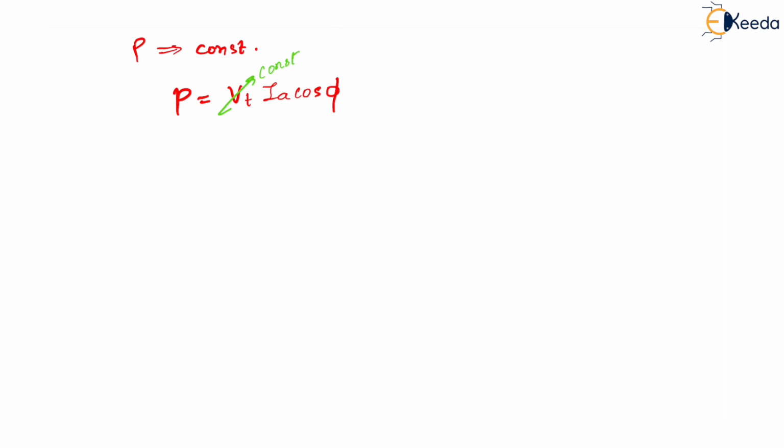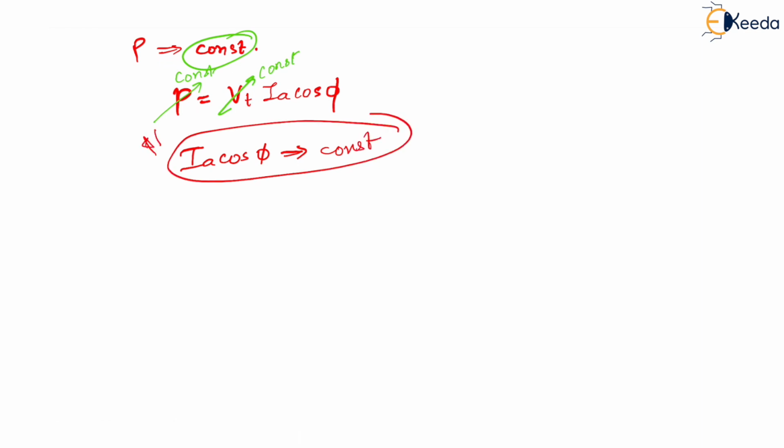Now what about this power P? It is constant, yes. Power P is also constant, which means that Ia cos phi has to be constant. Yes or no? Ia cos phi has to be constant. This is the first thing.